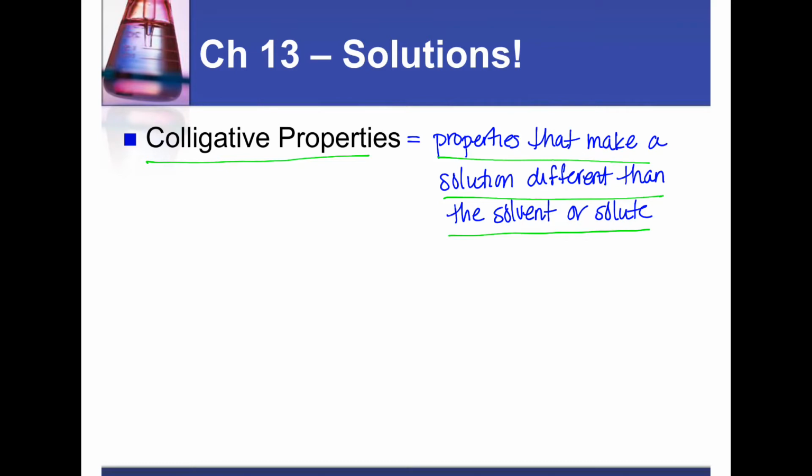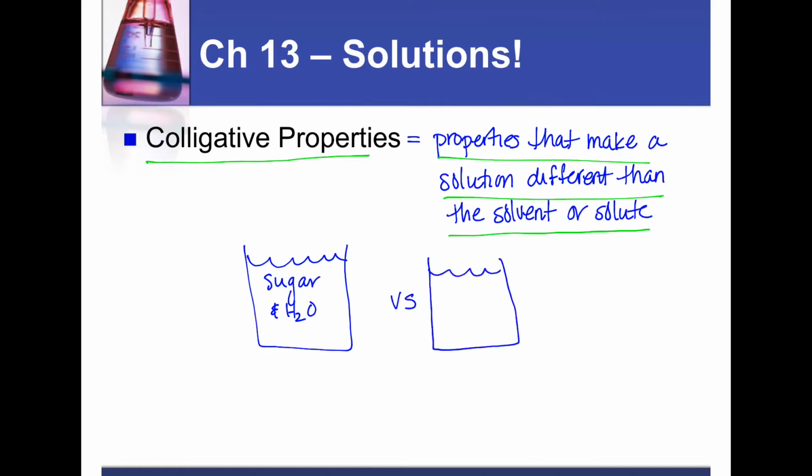So an example would be if we mix together sugar and water and we make sugar water. What kind of properties does it have that's different than just a beaker of water or just a beaker of sugar? So the difference between these two are the colligative properties.